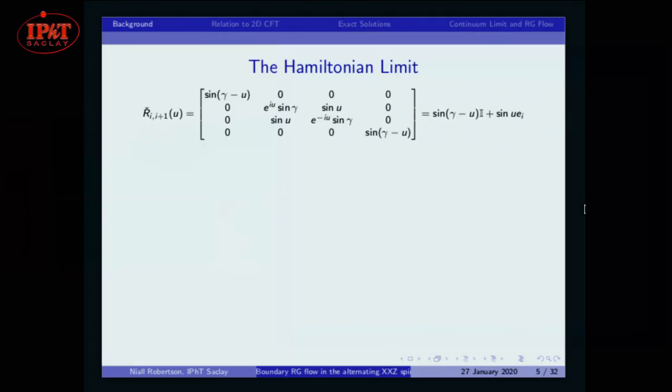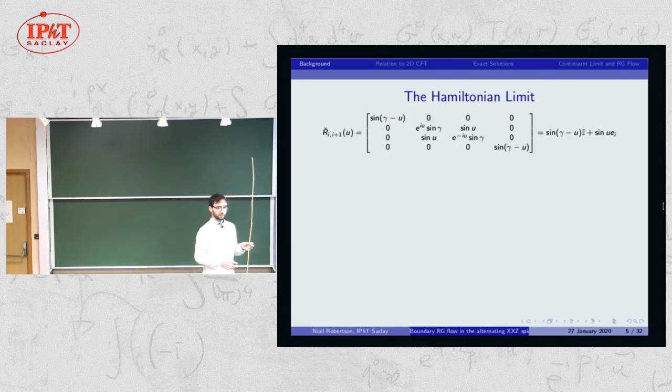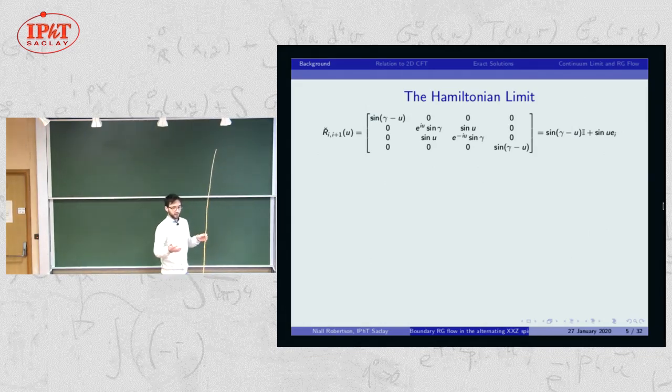So in general, we want to, with these models, study both the version as a two-dimensional classical statistical model, but also as a 1 plus 1D model. And to do that, we need to take the Hamiltonian. So here I've introduced the R check matrix, which is the same as the R matrix, but just multiplied by a permutation operator. It just makes the notation easier here.